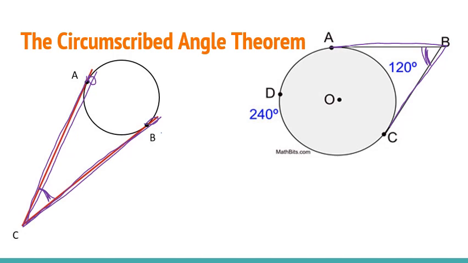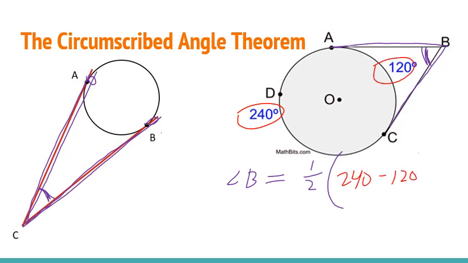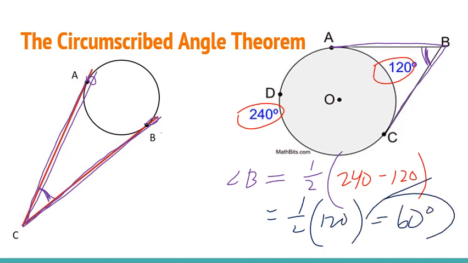Well, it's going to be very similar to what you saw in the warm-up. Angle B could be calculated by taking 1/2 of the difference between these two arcs. So if we do 240 minus 120, that's 120, and we take 1/2 of that, which is 60. So angle B is 60 degrees. Notice it's very similar to what you already know about secant-secant angles.